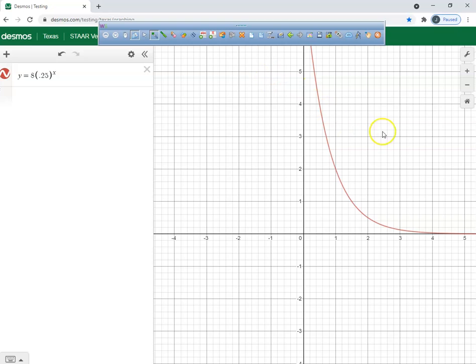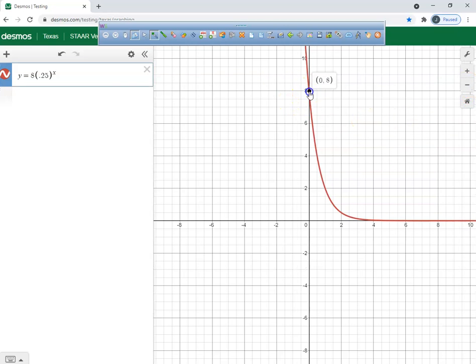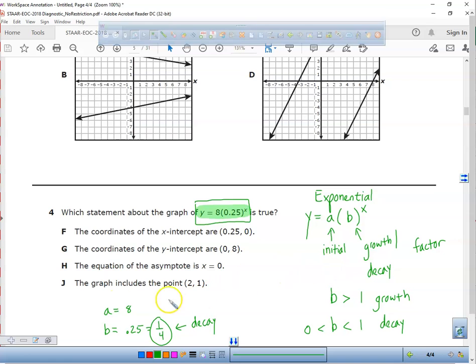All right. So let's take a look at what that 0, 8 represents. The y-intercept. Could you guys write that on your paper? Ready? 0, 8 is the y-intercept. That's pretty important. All right. Oh, look, there it is. Coordinates of the y-intercept are 0, 8.